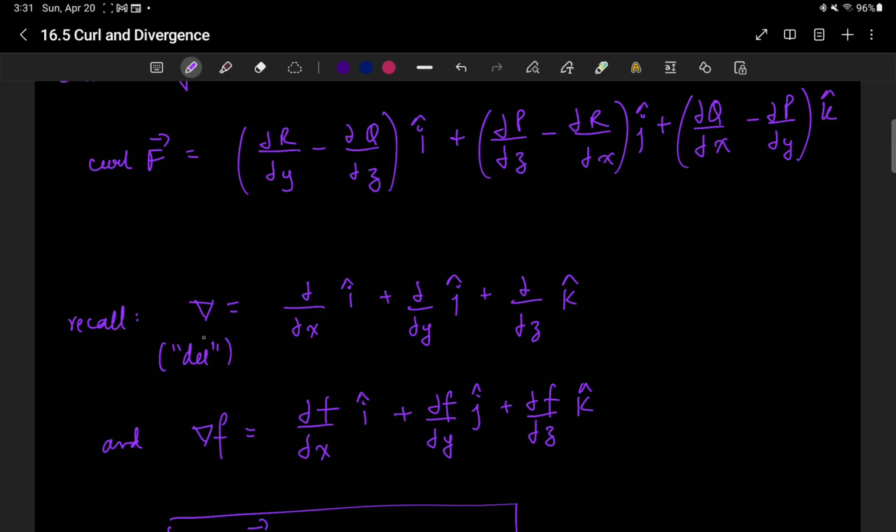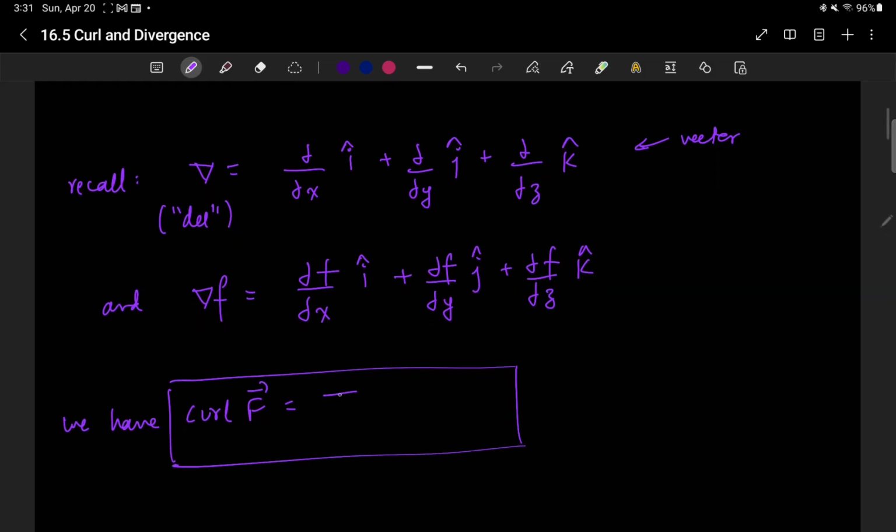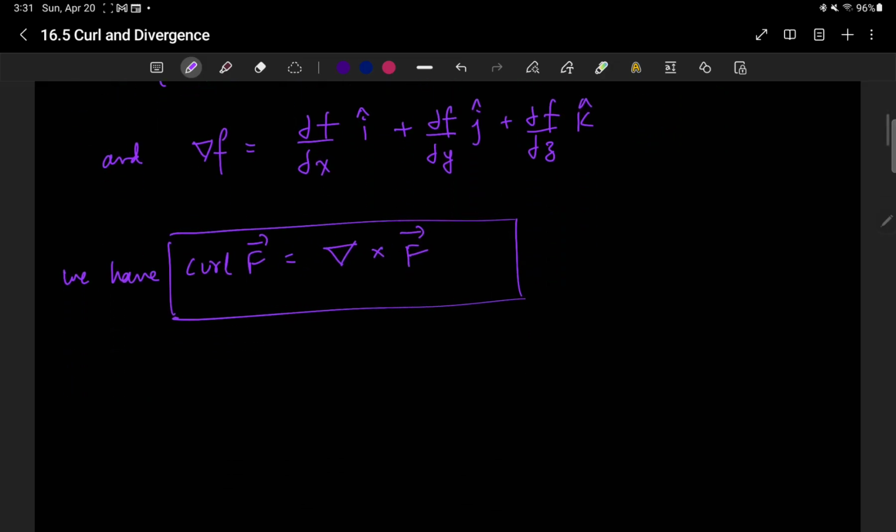Now, since these are vectors, if you look at del, this is a vector. And del operated with a vector field gives us another vector of this form. So what basically happens is the curl of F is the cross product of this del operator with the vector F.